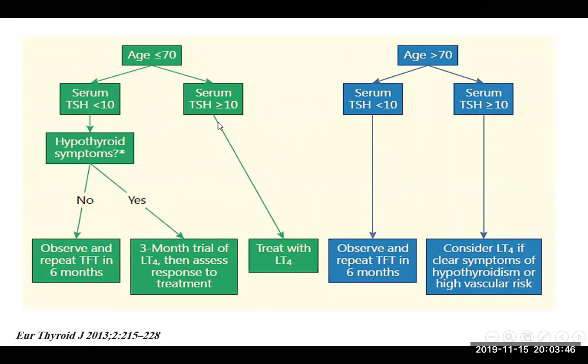If his serum TSH is more than 10, then treat. If TSH is less than 10 and there are hypothyroid manifestations, then a trial of treatment. If no manifestations, just observe and repeat after 6 months. This is for the young, not pregnant, not infertility. But if the age is more than 70 years and serum TSH is more than 10, treat if clear symptoms of hypothyroidism. If less than 10, just observe and repeat thyroid function test after 6 months.